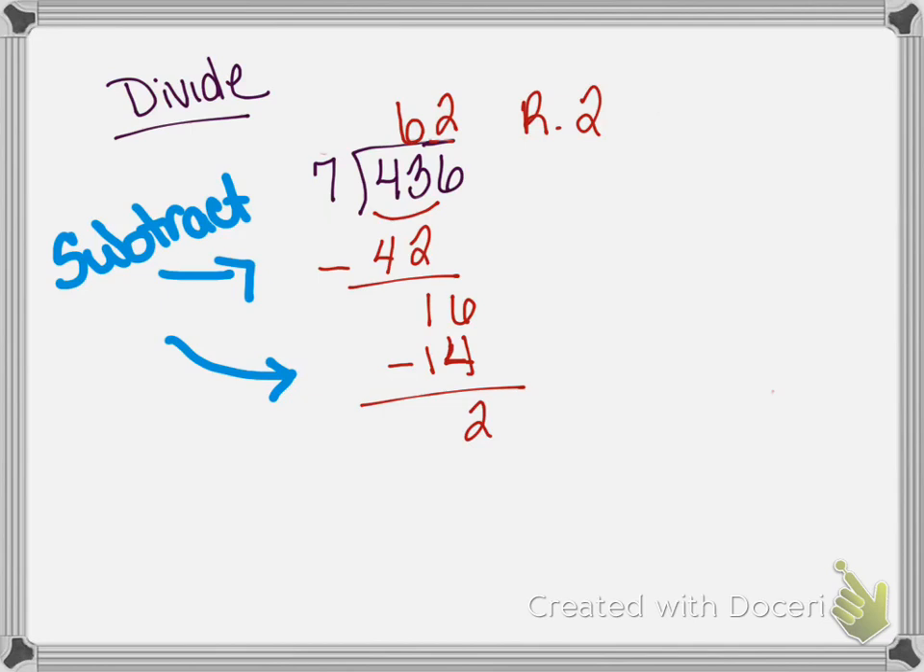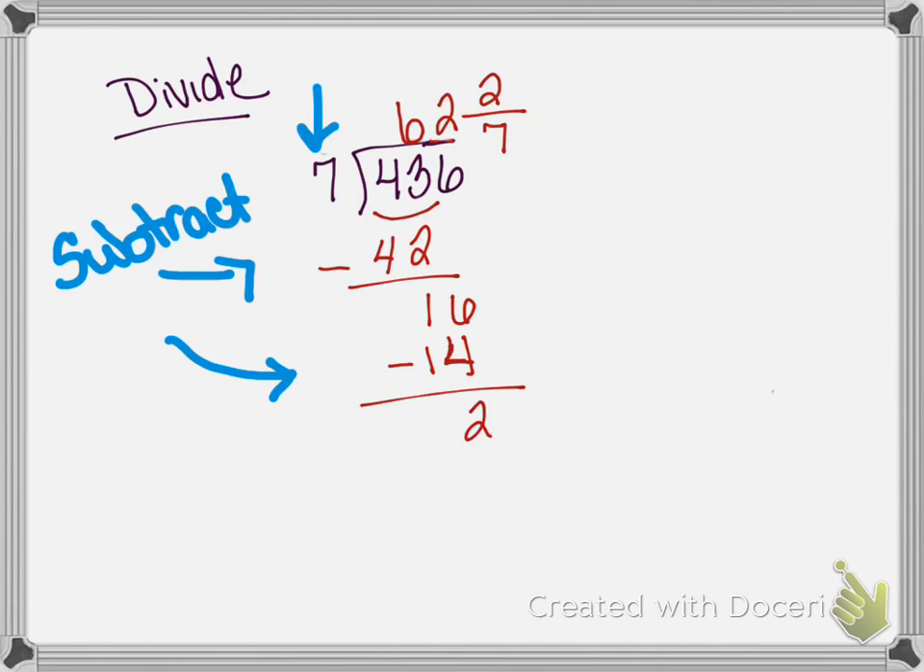Okay? I don't want you to write it as remainder 2. I want you to write it as a fraction. So I would have 62, and I would have the 2 over what I am dividing by. So it would be 2 over what? 7. Okay? So my final answer to this would be 62 and 2 sevenths.